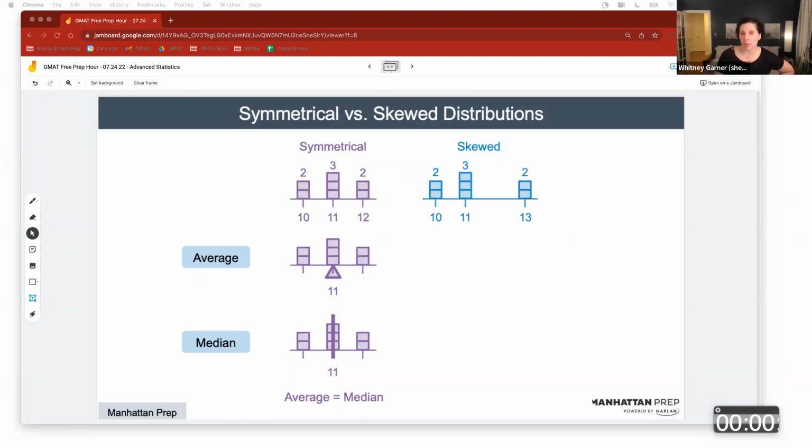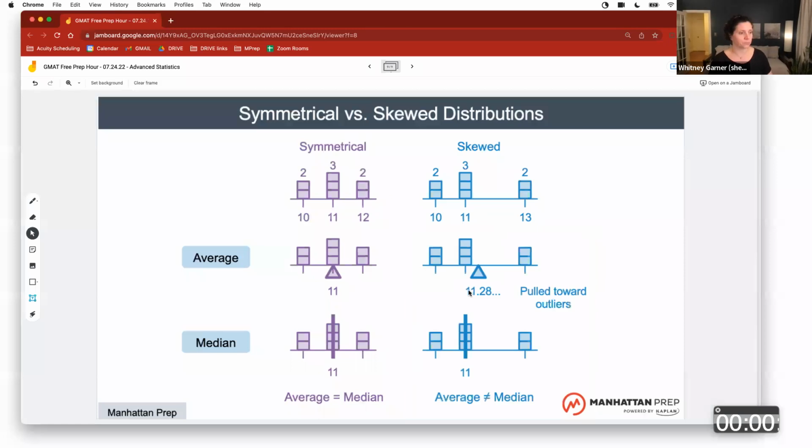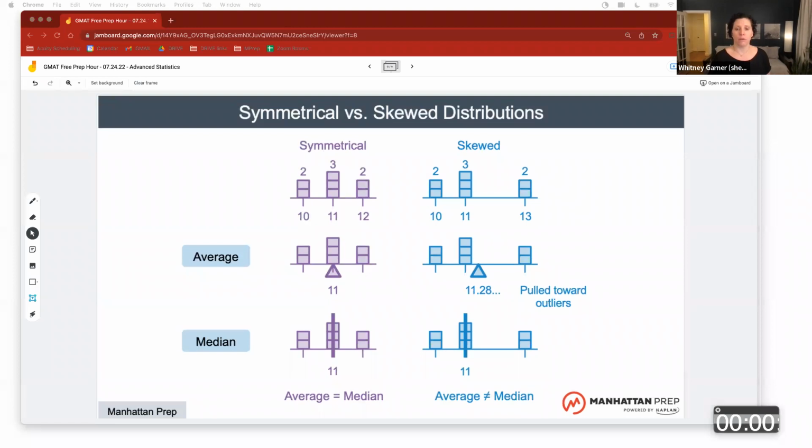My average, however, is different. If I now have my little town and this super duper expensive house moves in, that's going to pull the average housing value up. So what we end up with in a skewed distribution is that the median stays where it was, but the average is pulled up towards outliers. So our average is pulled up towards the outliers.